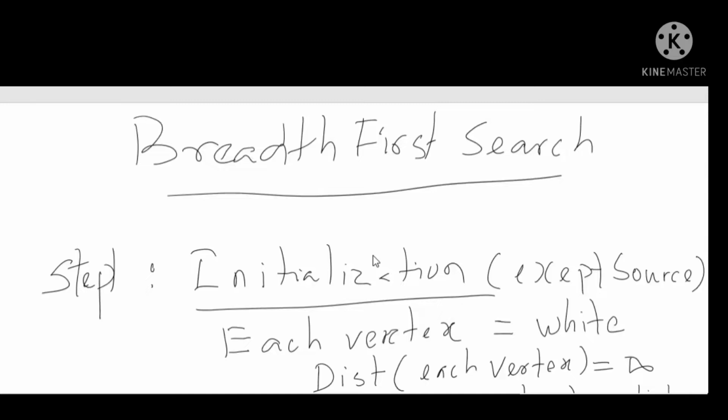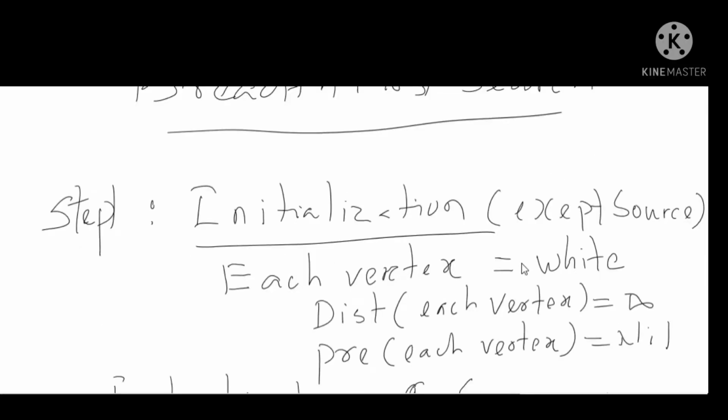Let me introduce the breadth-first search. Step one is to initialize all the vertices except the source vertex. You paint all the vertices except the source vertex white, the distance to reach each vertex except the source vertex is infinity, and the predecessor of each vertex except the source vertex is nil. That is the initial condition.